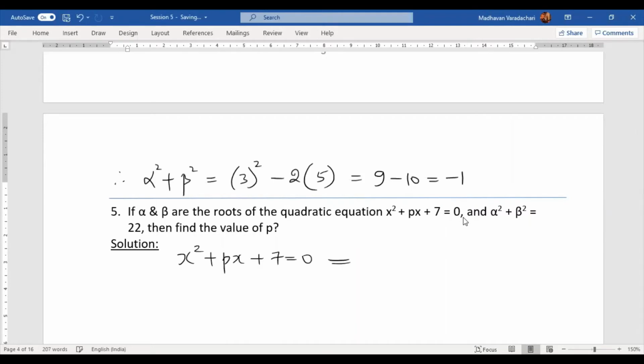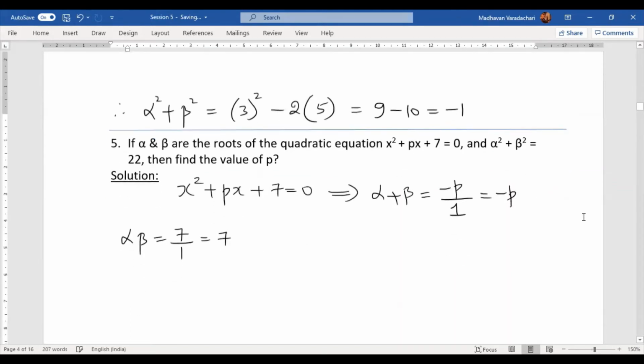This implies alpha plus beta, because the question already said that alpha and beta are the roots of this. So sum of the roots will be minus b by a. Here b is nothing but p. So minus p divided by a. A is nothing but 1. Coefficient of x square is 1. So the result is minus p. Means sum of the roots is minus p. Then product of the roots, alpha beta, we know it is c by a. Here c is 7 and a is 1. So the result is 7.